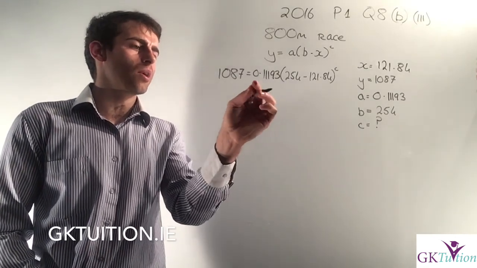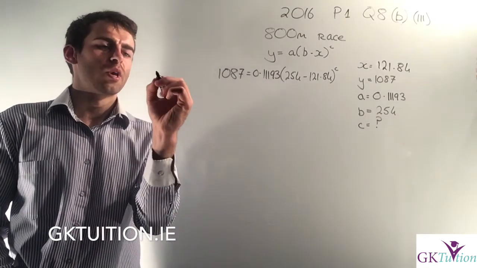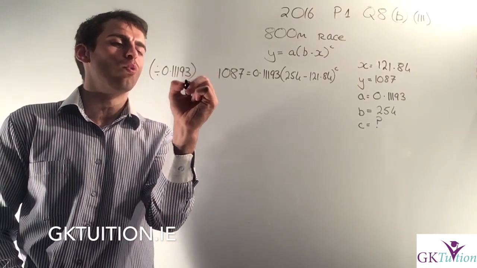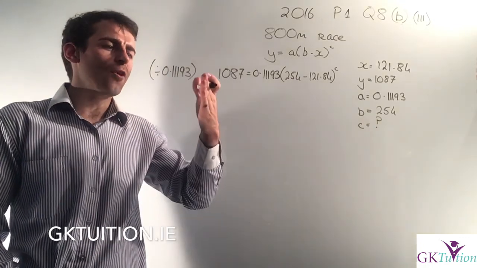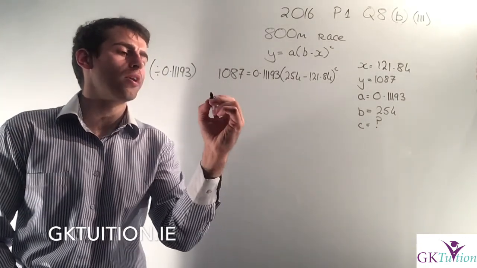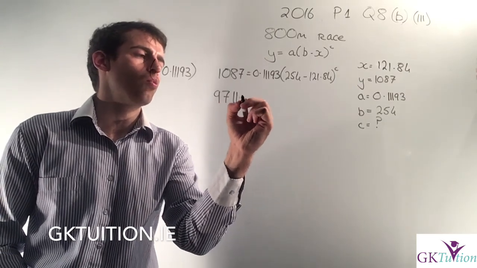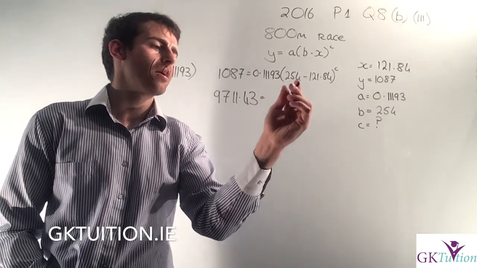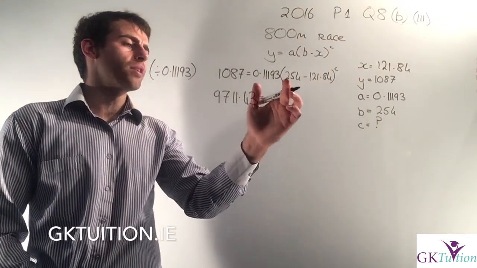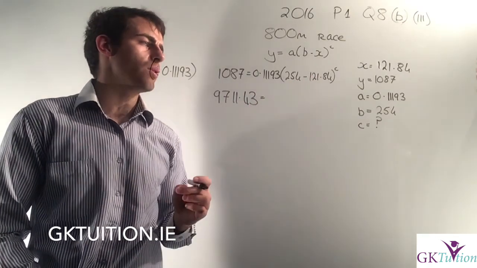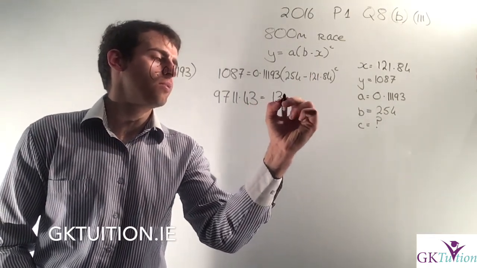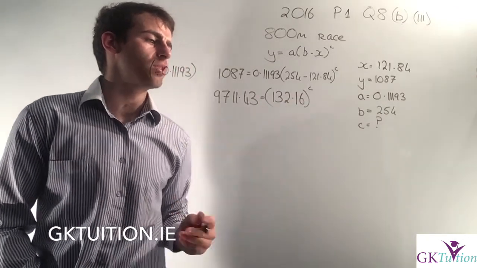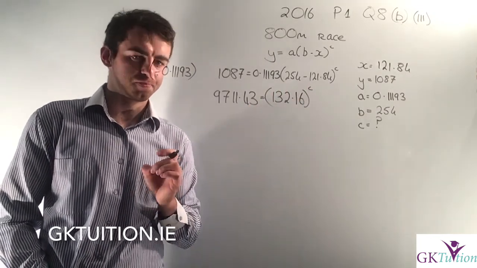So the first thing I want to do is get rid of my 0.11193. The easiest way to do that is to divide both sides by 0.11193. If I divide the left-hand side by 0.11193, I'm going to get 9711.43. And if I divide the right hand side by that, I'm just left with my bracket. Now my bracket is 254 minus 121.84. So if I subtract those two values, I get 132.16. So 132.16 to the power of c is equal to this.